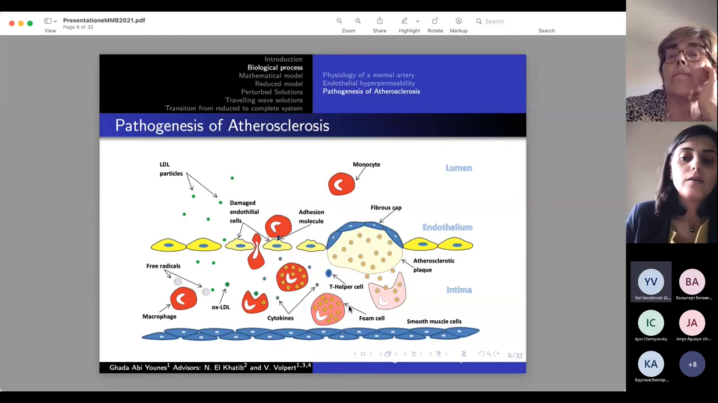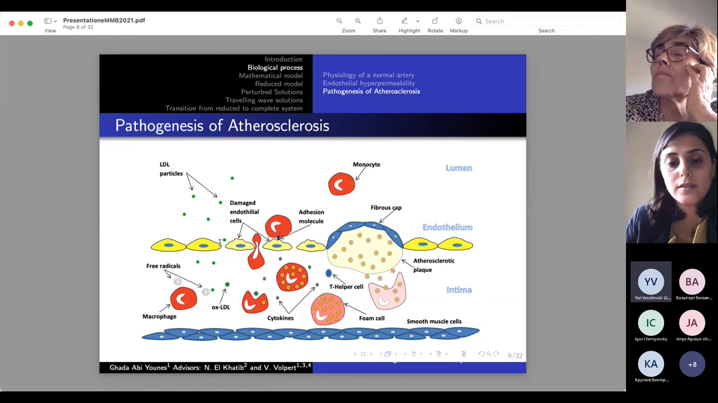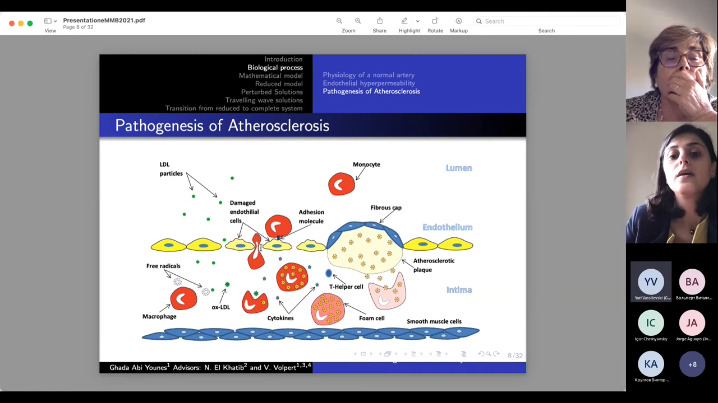And here, what happens in vivo? Again, here we have the endothelium. This is the lumen, and this is the intima. As I mentioned before, damaged endothelial cells allow the passage of LDL particles towards the intima. But the LDL particles are considered to be dangerous. So damaged endothelial cells try to attract white blood cells from the blood, such as monocytes. And these monocytes undergo morphological changes to reach the intima. And at this stage, we call them macrophages.